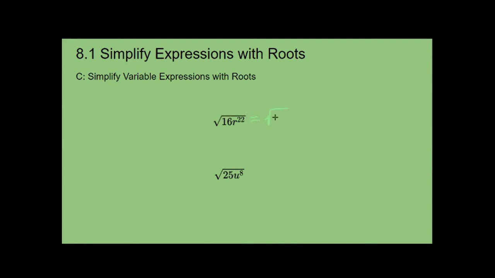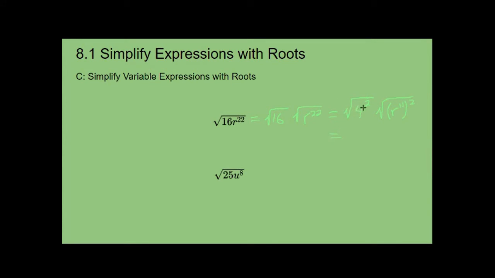So you could say the square root of 16 times the square root of r to the 22. Okay. Now, these are both pieces that you've seen before. You've seen the square root of 16 before, and you've seen the square root of r to the 22 before. So let's go ahead and simplify those. You can either say, you know that the square root of 16 is 4, or you can rewrite it as the square root of 4 squared to get it in that square root of a square format. Either way. And then this one we want to rewrite with an exponent of 2. Square root of r to the 11th squared.